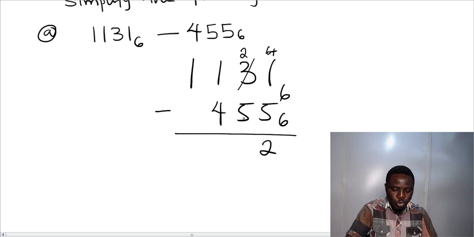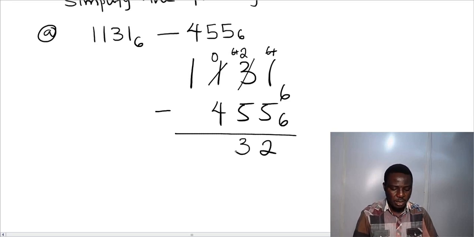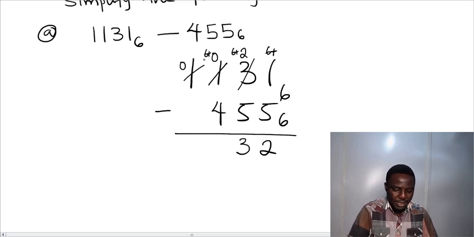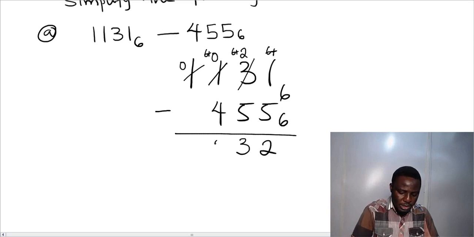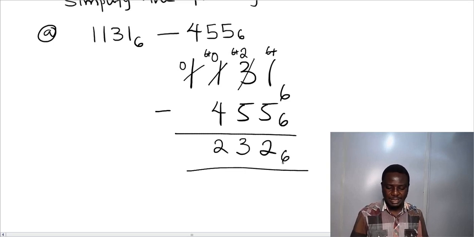This now is left with 2. 2 minus 5, it cannot. You equally borrow 1 from 1. This becomes 0. And the one you borrow is what? 6. So this becomes 6 plus 2, which is 8. 8 minus 5 is said to be 3. 0 minus 4 cannot. You borrow 1 from this. This becomes 0. And this becomes 6. So 6 plus 0 is 6. 6 minus 4 is said to be 2. So our subtraction gives us 2, 3, 2 in base 6.